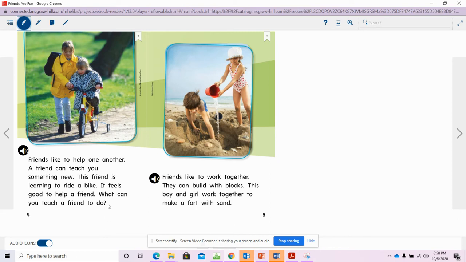What can friends do together? What are we learning here? Friends can help each other. Yeah, that's one detail that I could find. So here it says, friends can help one another. I think I like that sentence better. Friends can help one another. What else can friends do together? A friend can teach you something new. Friends can teach each other something new. So that's something that friends can do together.